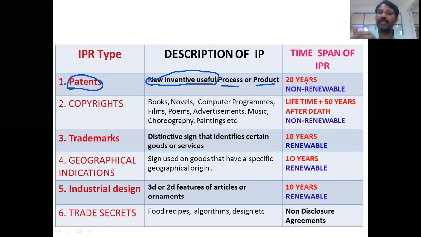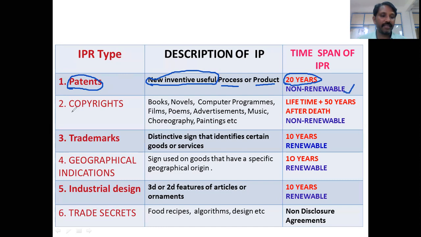Whoever wants to use that patent has to pay royalty to the inventor, and that patent will stop anybody other than the inventor from using it. The patent is valid for 20 years. Once it expires, it becomes public property, and it is non-renewable. You cannot renew the patent.